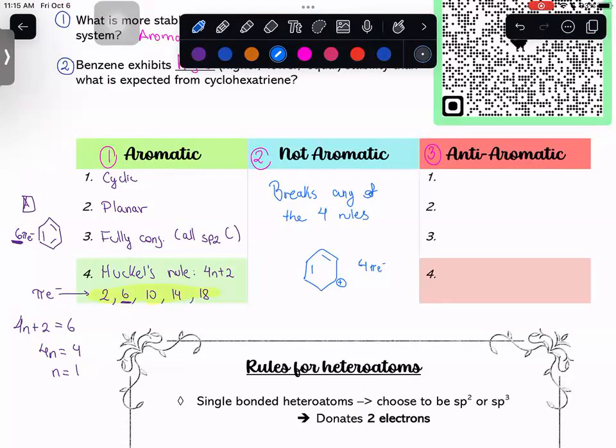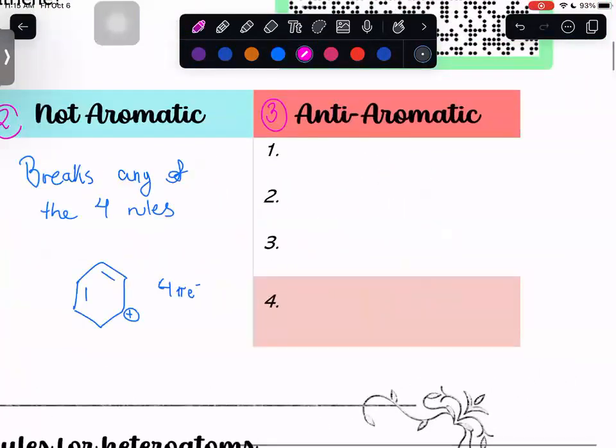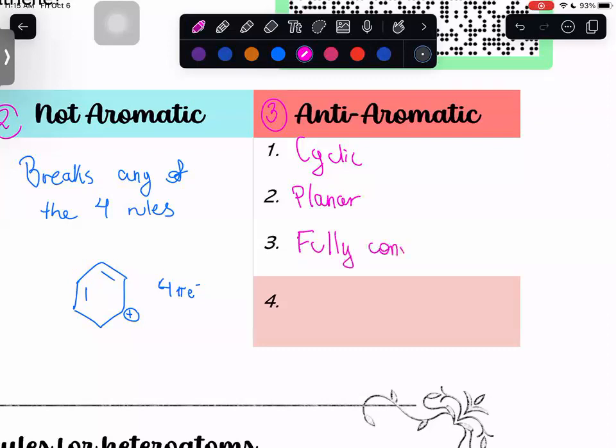So far, questions? Okay, for the anti-aromatic portion, the first 3 rules are the exact same. So that means that the molecule has to be cyclic, planar, and fully conjugated, which means that all of them are sp2.